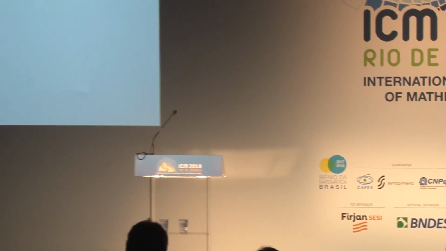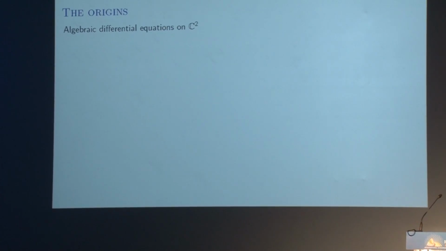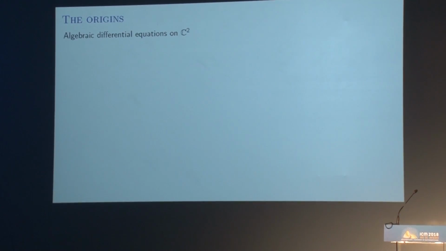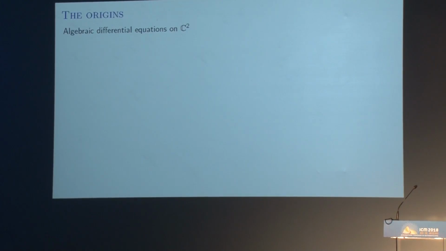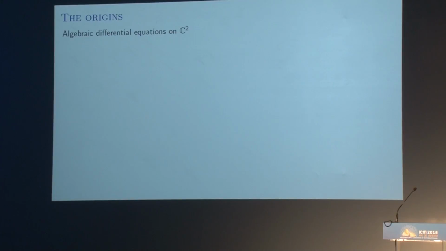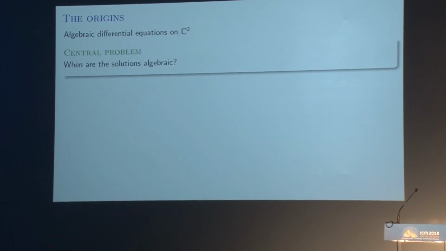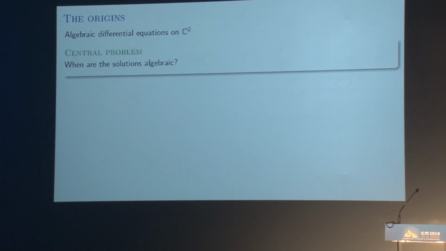The origins of the theory of holomorphic foliations are in algebraic differential equations in the plane. This goes back to the 19th century and works with Darboux, Poincaré, Painlevé, and others. And one of the key and central problems in the theory was to find conditions to guarantee that a certain algebraic differential equation has algebraic solutions. So let me give you two examples.